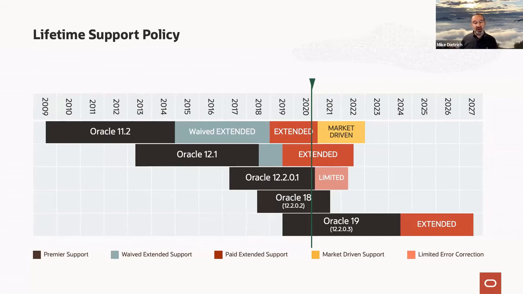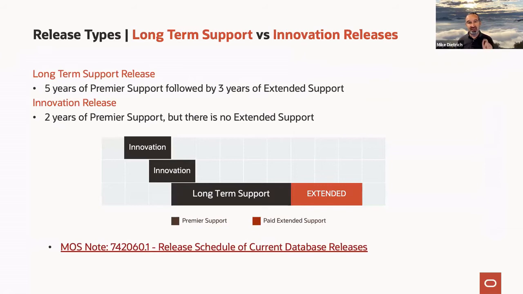The question is, when you are already on 12.2 or intending to go there, to which 12.2 release should you go? 12.2.0.1, 18, or 19? Before I give you a recommendation, let me explain this, because this is very important for the future for all of you. 19C is a long-term support release. That means 19C is supported in Premier support, the black bar, for at least 5 years. And then it adds also 3 years of extended support minimum.